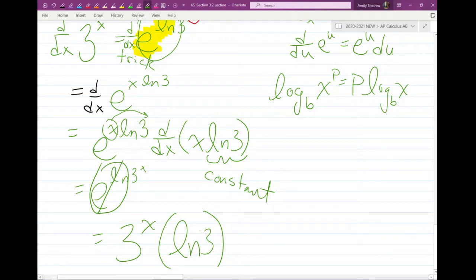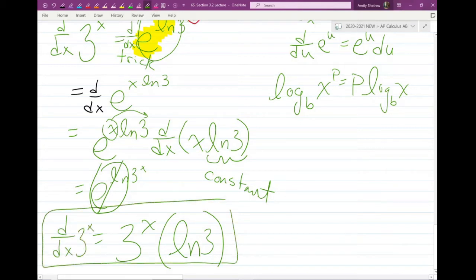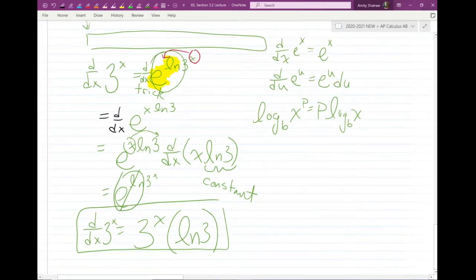You're like, wait a minute, that's it? Yes, the derivative of 3 to the x is just 3 to the x with a natural log of 3. And I kind of proved to you why and how that happens. But in order for you to actually use this, is there a shortcut? Do I actually have to do all of these steps?